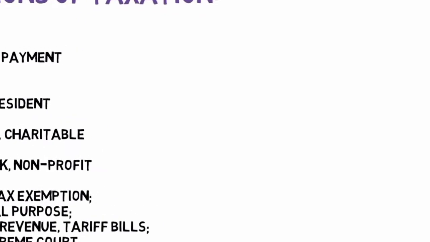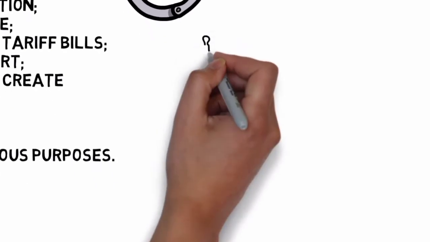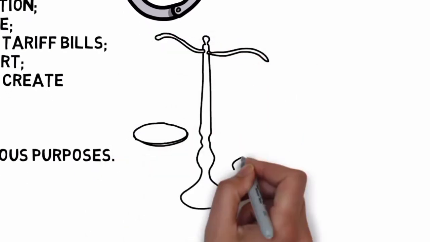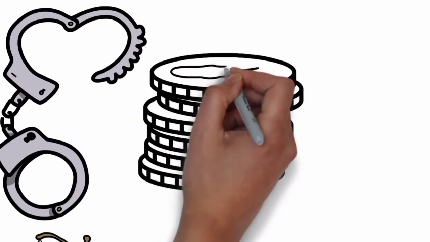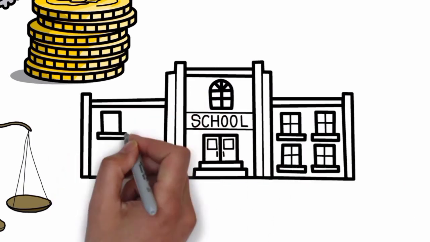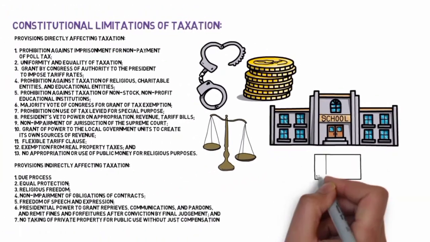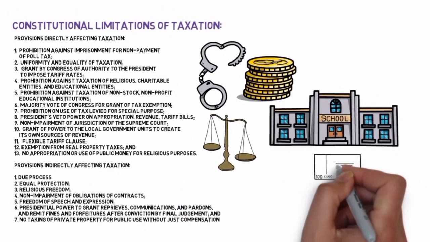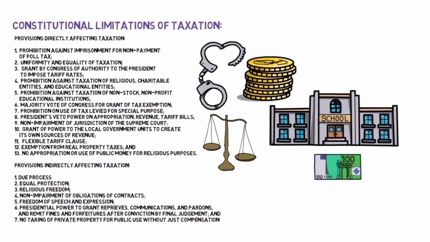Provisions directly affecting taxation. 1. Prohibition against imprisonment for non-payment of poll tax. 2. Uniformity and equality of taxation. 3. Grant by Congress of authority to the President to impose tariff rates. 4. Prohibition against taxation of religious, charitable entities, and educational entities. 5. Prohibition against taxation of non-stock, non-profit educational institutions. 6. Majority vote of Congress for grant of tax exemption. 7. Prohibition on use of tax levied for special purpose.